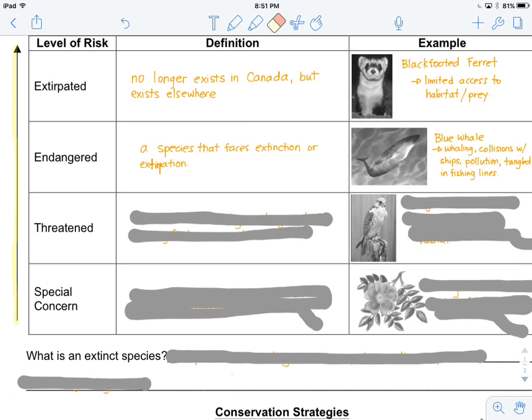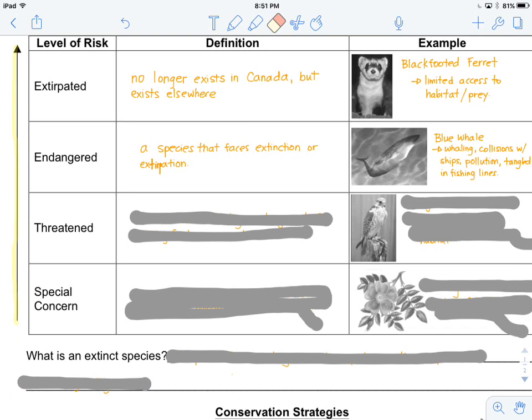Okay. The last level is special concern, and this is any species that has characteristics that make it sensitive to human impact. They would be of special concern. So, you know, they're species that we need to be careful with because they're sensitive species and they're especially sensitive to human impact. So an example of this is the climbing prairie rose.